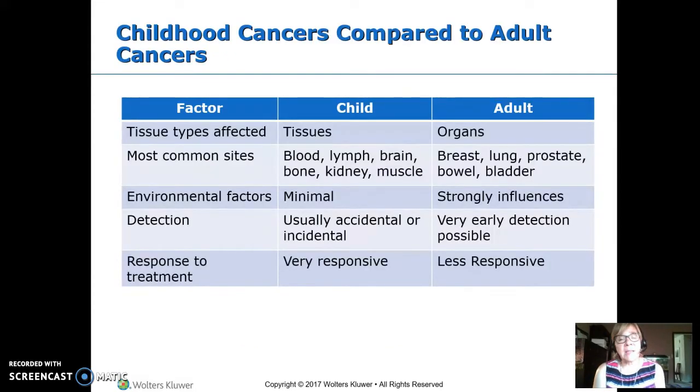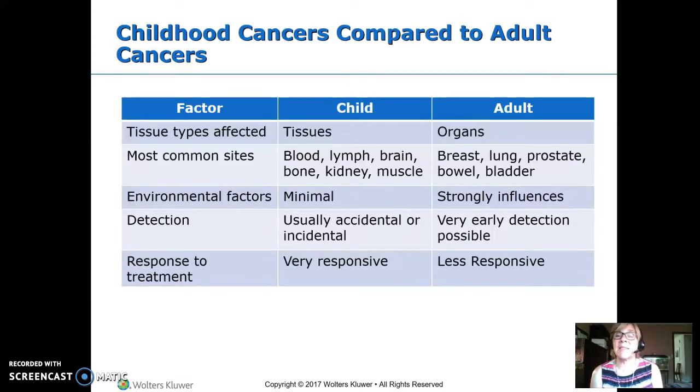So we use the CBC a lot when we're dealing with childhood cancers. So let's first talk about what's different between adult and childhood cancers. Well, where they get it. In kids, it tends to be in the tissue instead of the organs. And where do they get it? Well, blood. That's our leukemias and lymphomas. Also lymph, brain, bone, kidney, muscle.